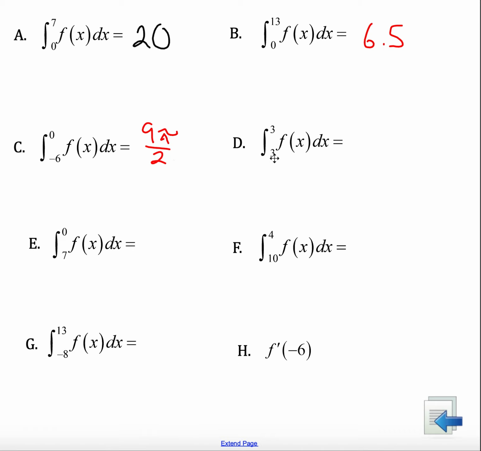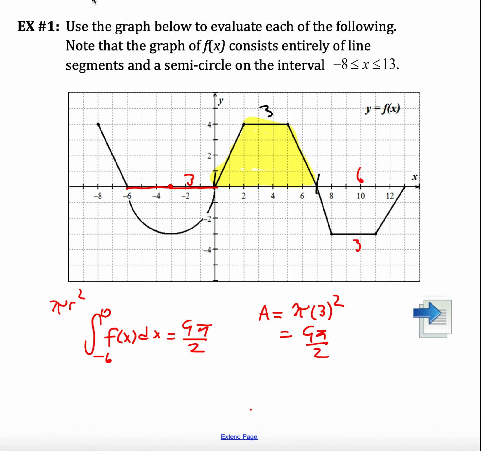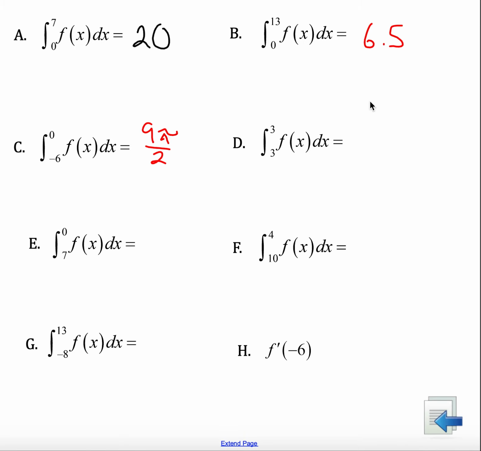And then we kind of looked at this one before. If you get the integral from 3 to 3, just think of it, you're not really going anywhere, right? It's just kind of like a small infinite line. So when you have that, we're just going to say that that's equal to 0. And think of it like you don't have a rectangle. It doesn't have any area.